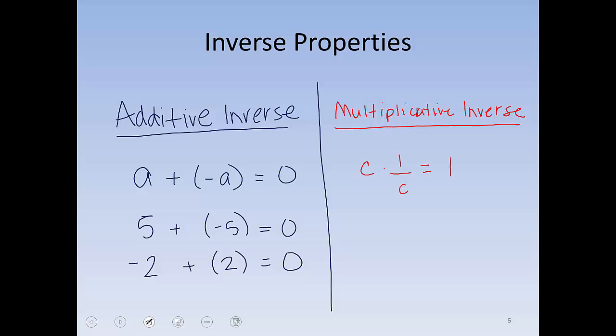So if I multiply any number, let's say 4, times its reciprocal, we get 1. This reciprocal is called the multiplicative inverse. It also works the other way. I could start with a half, multiply it by its reciprocal, and it equals 1. That's the inverse properties of addition and multiplication.